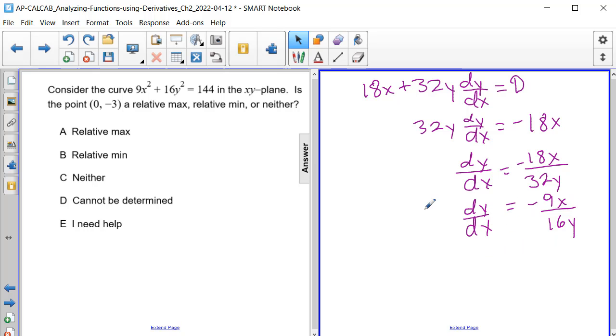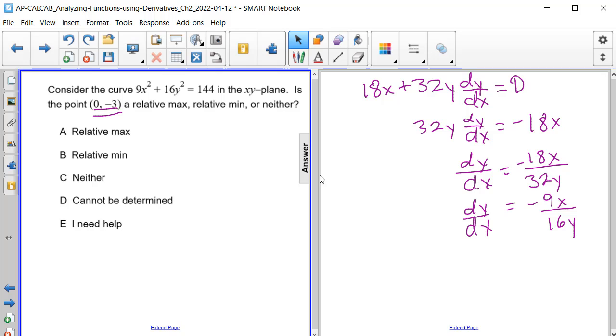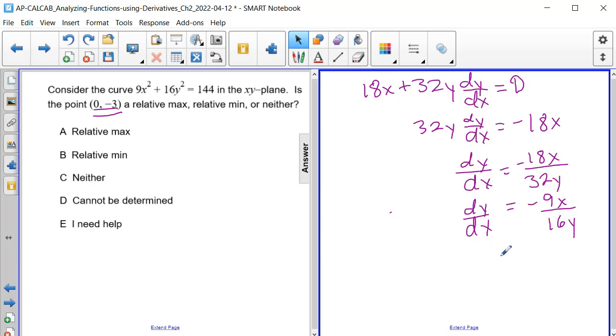Now let's evaluate this at our point that they're asking us about, (0, -3). We will get negative 9 times 0 over 16 times 3. So we'll end up getting 0 over 48, which is equal to 0. And when your derivative is evaluated at a point and the result is 0, that means we have a horizontal tangent or relative extrema.